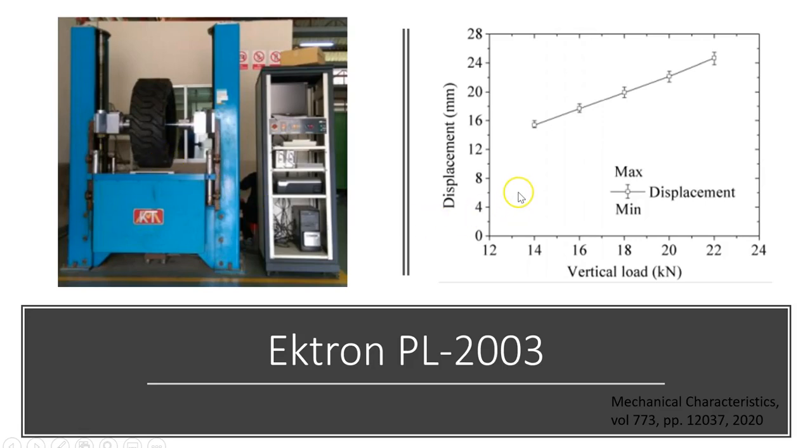And so on the right side is the graph that was produced from the test, with the vertical load on the x-axis and the displacement in millimeters on the y-axis. So it showed, and this would make sense, that as the vertical load is going up, the displacement is also going up. And for each point of the graph, there's a max and min value of the amount of displacement, showing that the test was done for each load multiple times.